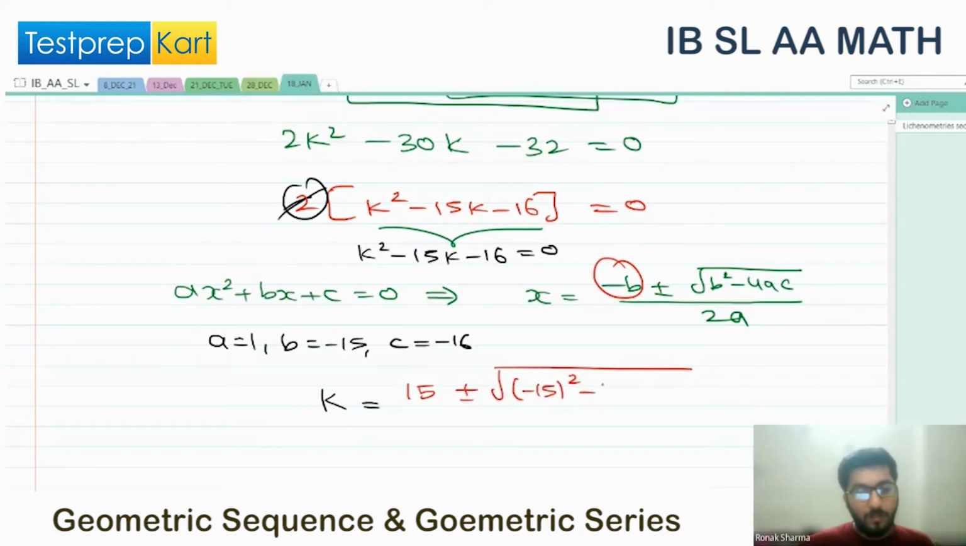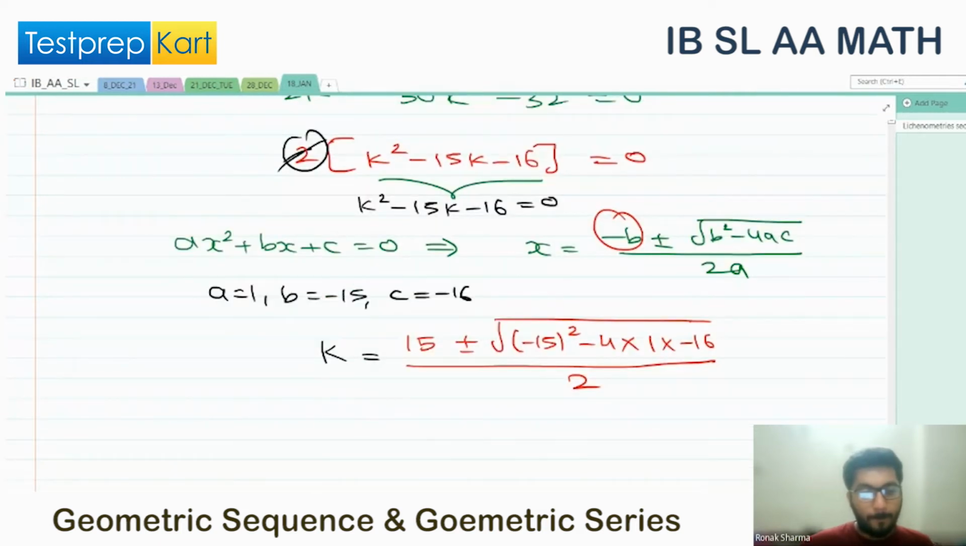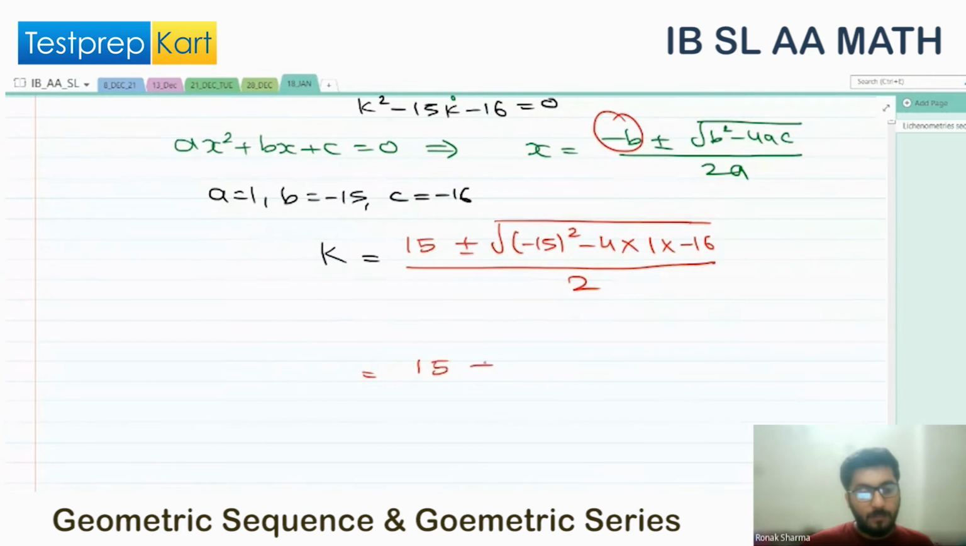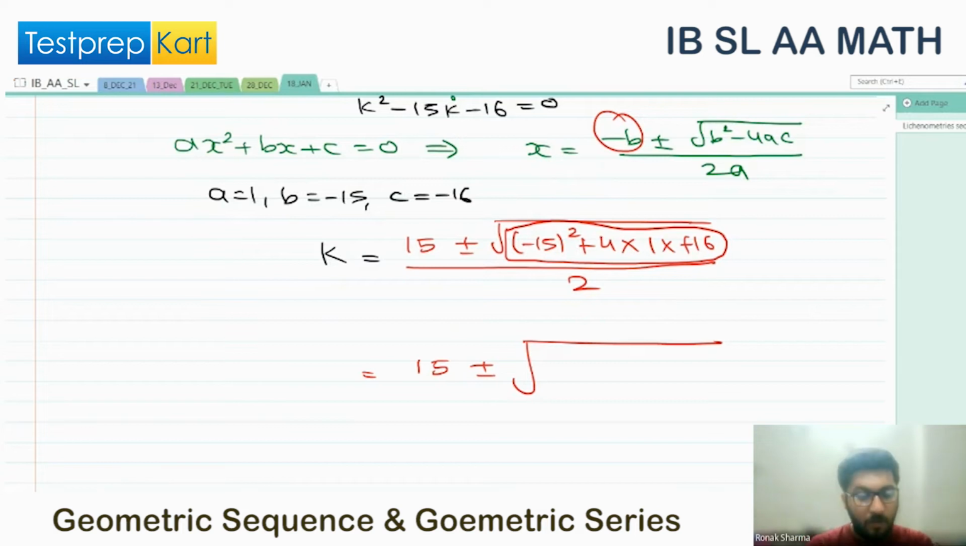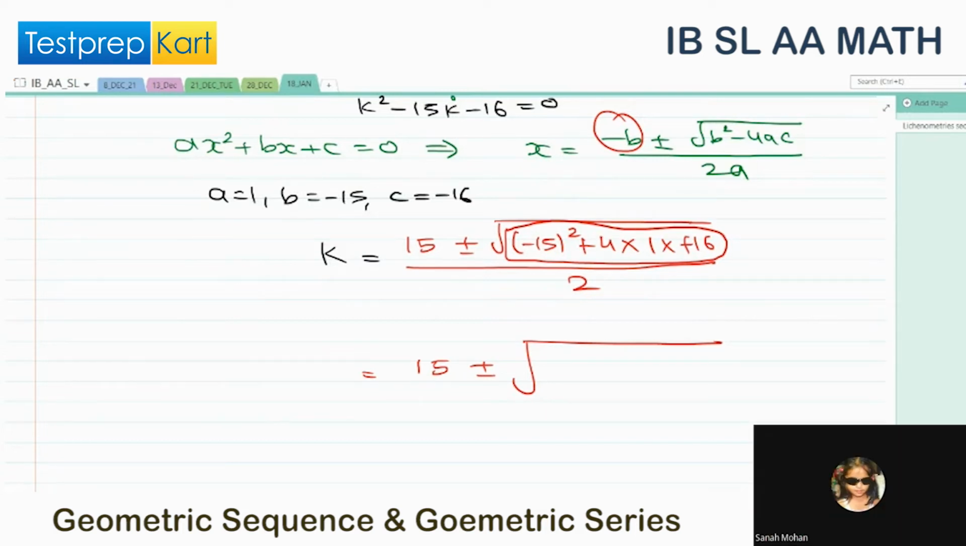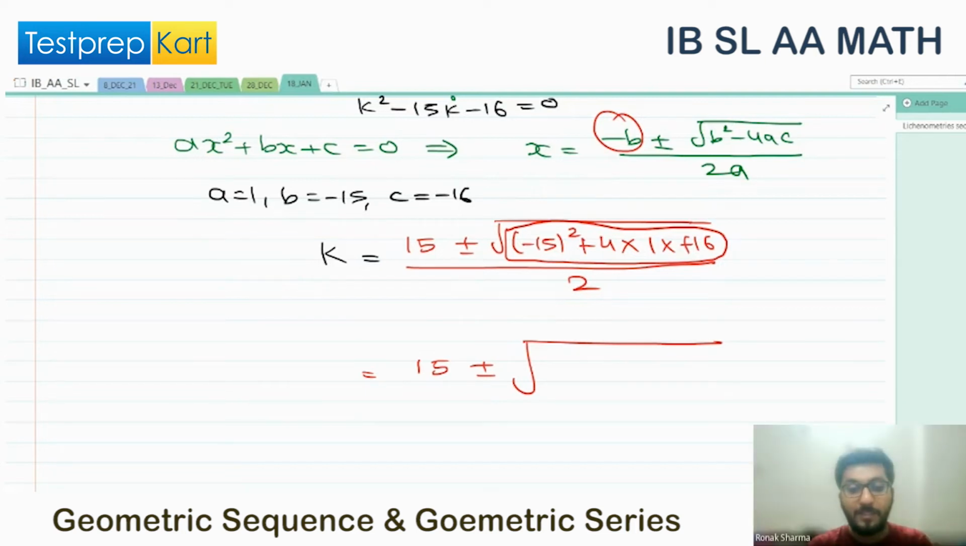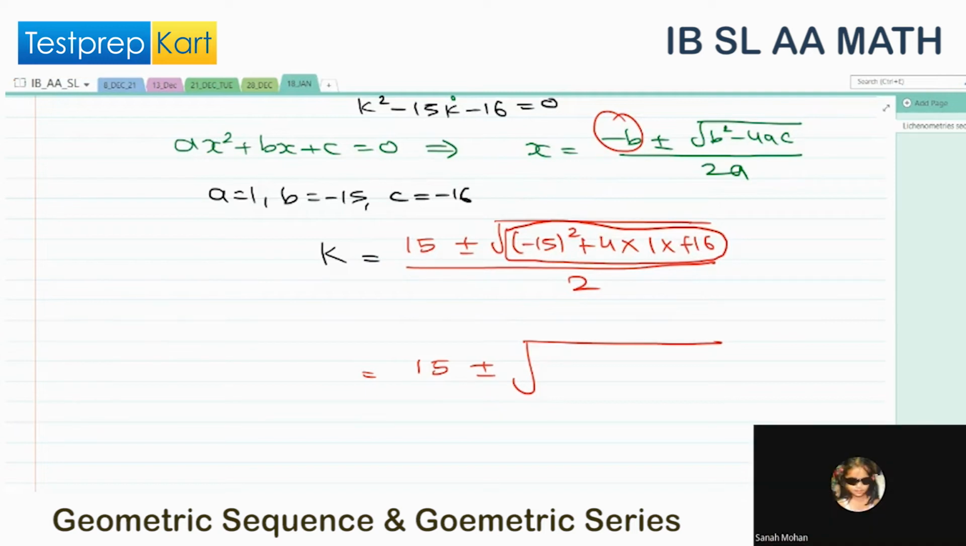Negative 15 squared minus 4 into a, which is 1, c is negative 16, divided by 2a, that is 2. So 15 plus minus... can you tell me the value of this thing? Remember there is negative into negative, so this will become plus only. What does the thing say after the last multiplication sign? That is plus 16. 4 into 16 actually, so it will become 64.